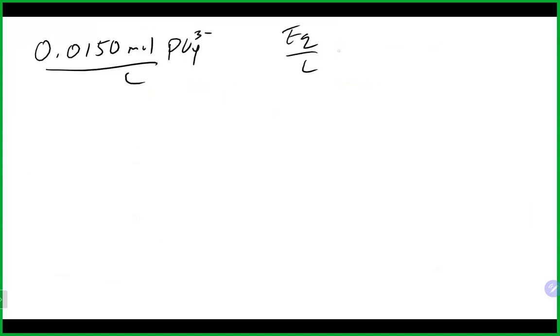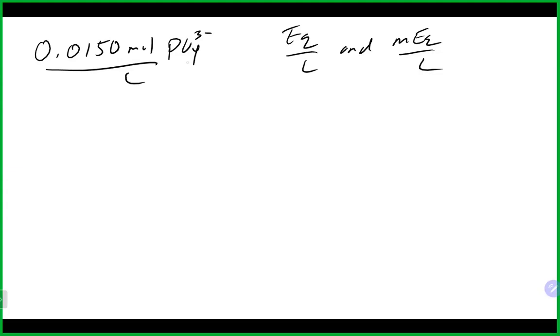We'll just do, let's say we had 0.015 moles per liter of phosphate. And we want to know, again, what is the units in equivalents per liter and milliequivalents per liter. So why don't you give it a go? All right, so let's take a look.